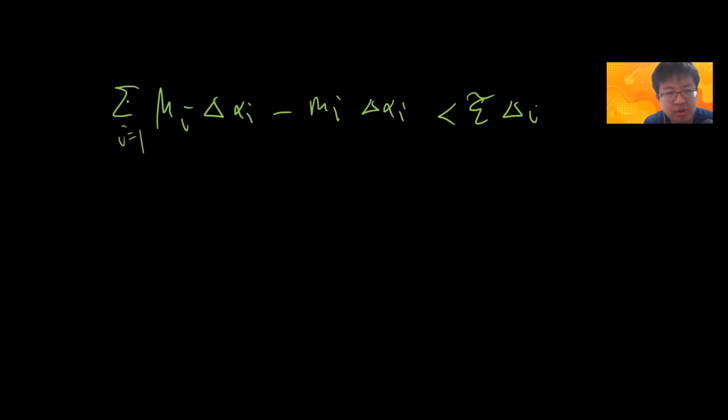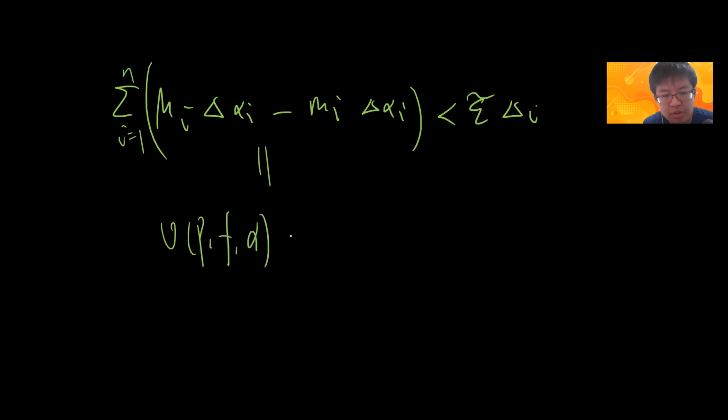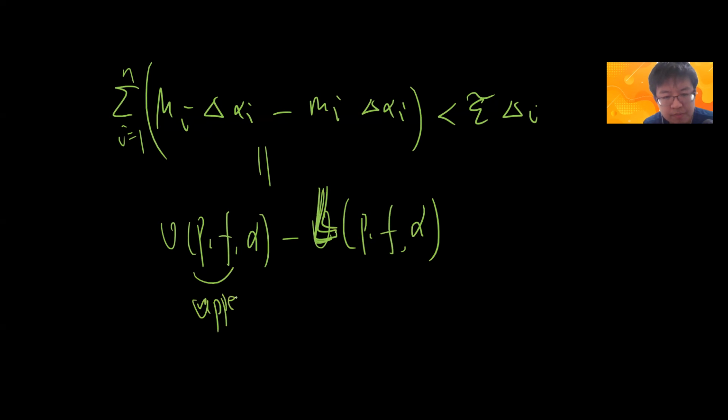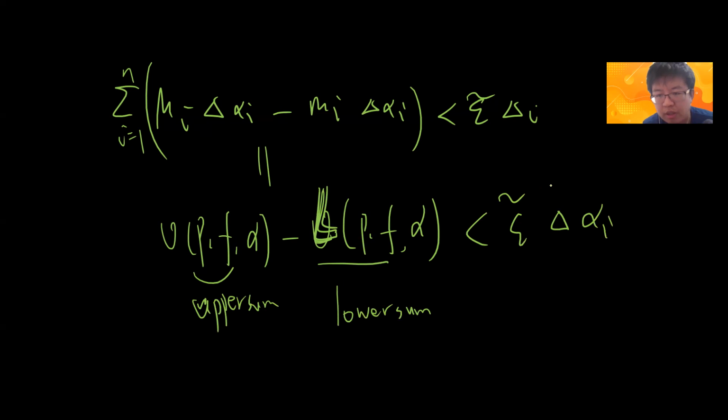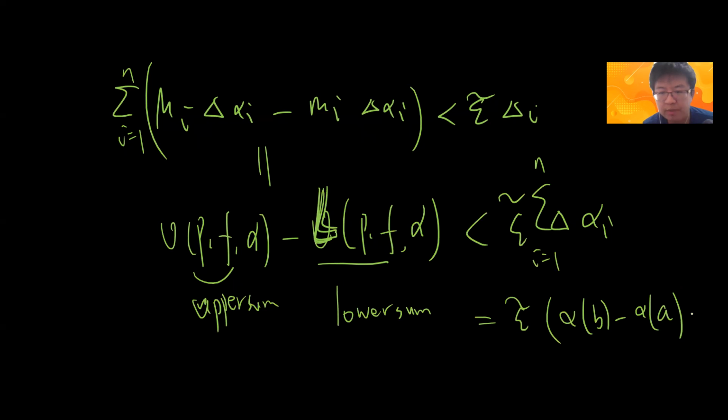so now you can take it times delta alpha_i, right? And then you take the summation. So this guy is the upper sum minus the lower sum. Okay, upper sum minus the lower sum is less than epsilon delta times the sum of delta alpha_i from i equals 1 to n, right? And then this is just epsilon delta times alpha(b) minus alpha(a), okay?